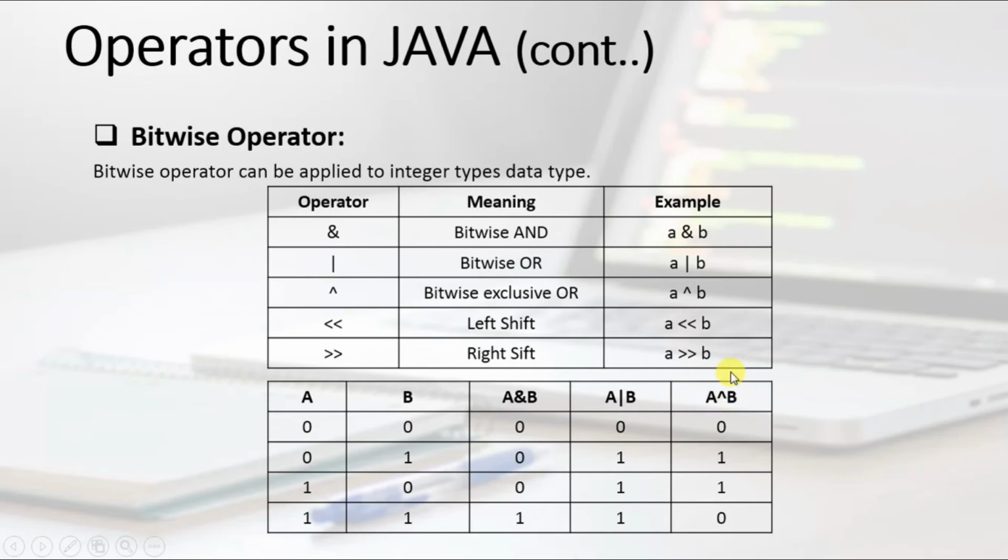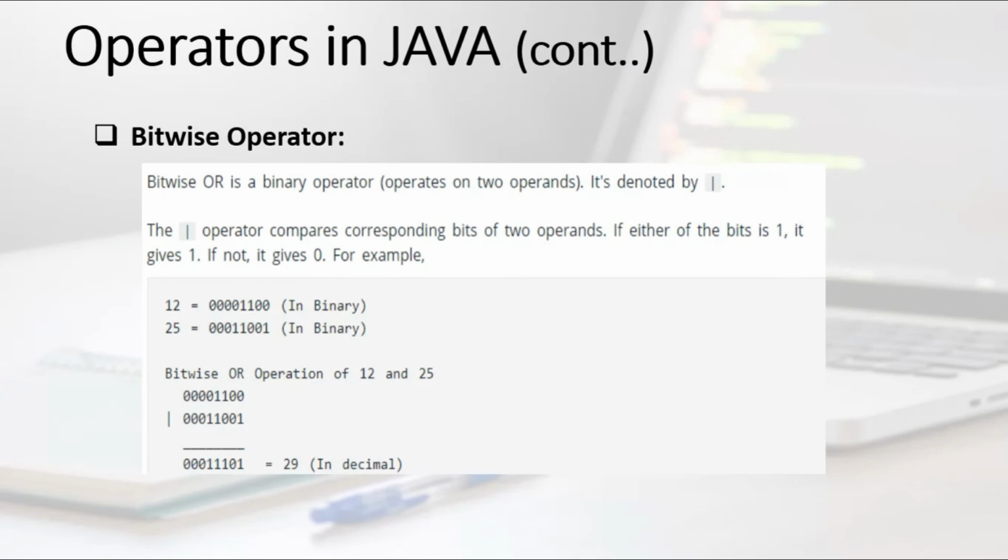And at last, the bitwise exclusive OR. For a XOR b, please keep in mind that if both values are the same, the answer will be 0. For 0 and 0 the answer will be 0, and for 1 and 1 the answer will also be 0. Otherwise, if any one of the values is 1, then the answer will be 1. This is the basic bitwise AND, bitwise OR and bitwise exclusive OR.